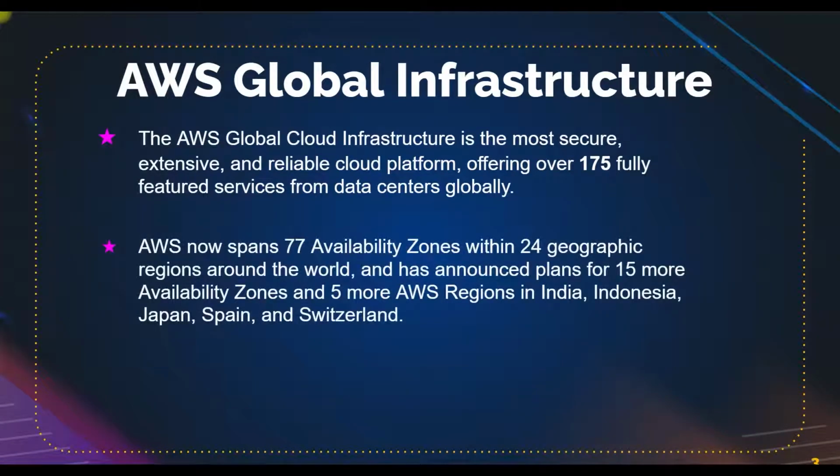It has 77 availability zones with 24 geographic regions. So as I told you, you have zones in a region. One region will have a minimum of 2 zones, and a single zone is multiple clustered data centers. So total 77 availability zones. And this is in December 2020, and it has announced plans for 15 more availability zones and 5 more AWS regions. One new region is coming up in Hyderabad, and then you have Indonesia, Japan, Spain, Switzerland, where new data centers, or new regions we can say, are coming up.